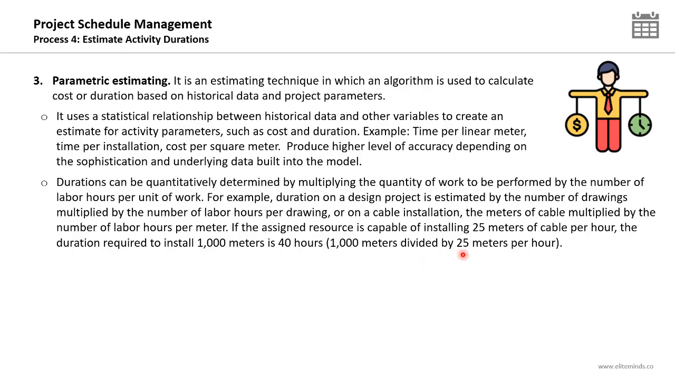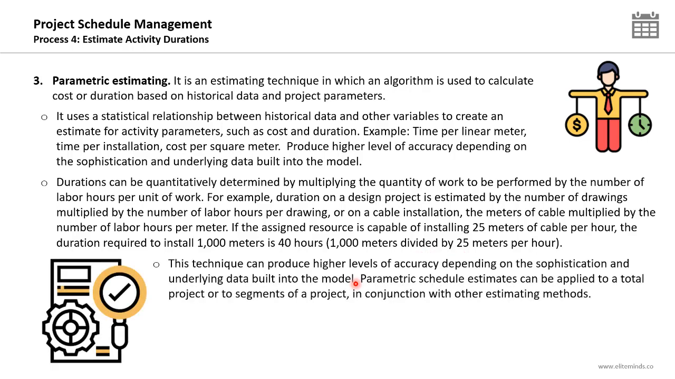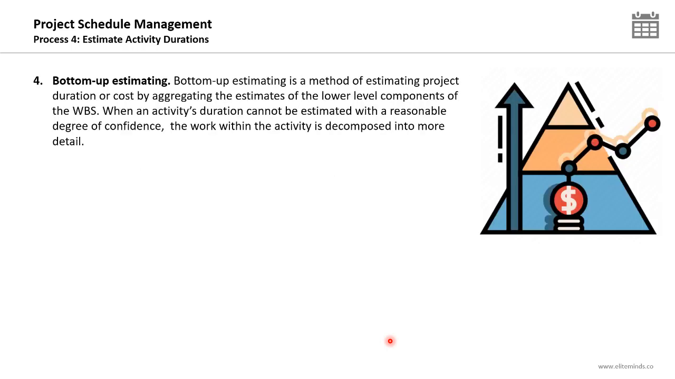It is based on models, algorithms and formulas. This technique can produce higher levels of accuracy depending on the sophistication and underlying data built into the model, and by the model here we mean the formula. Parametric schedule estimates can be applied to a total project or to segments of a project in conjunction with other estimating methods. So unlike analogous estimating, which is usually applied at the project level, the parametric can be applied on an activity or on a project level. It's more accurate than the analogous estimating.